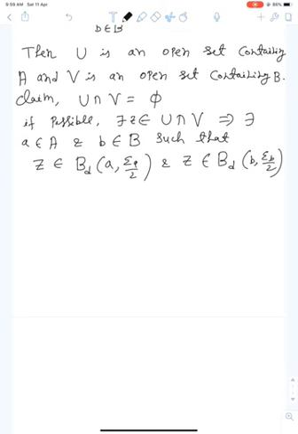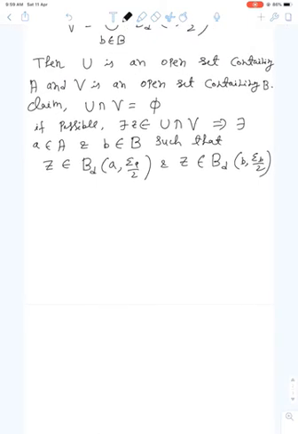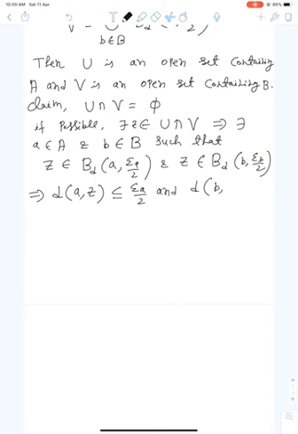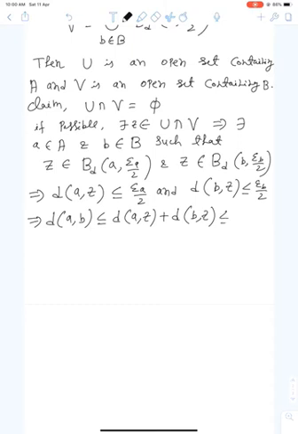Right? Now this will imply the distance between A comma Z is less than or equal to epsilon A by 2 and the distance between B comma Z is less than or equal to epsilon B by 2. Now that will imply what is my d of a comma b? That is less than or equal to d of a comma z plus the distance between b and z, and this is less than or equal to epsilon A plus epsilon B by 2.